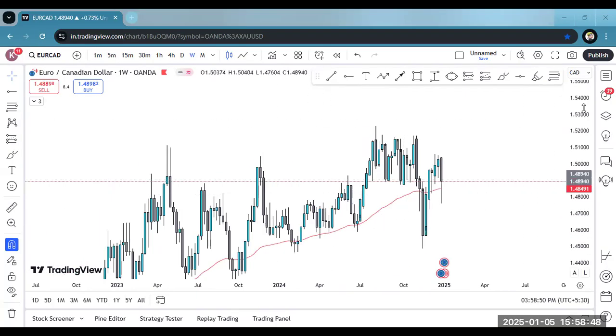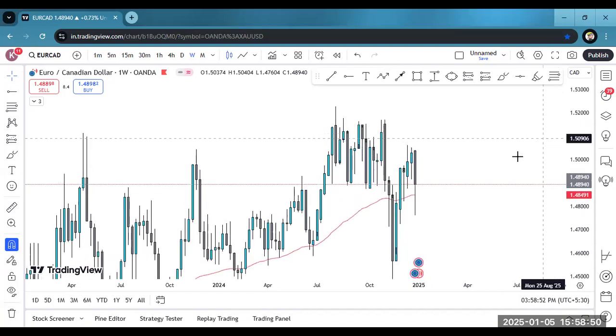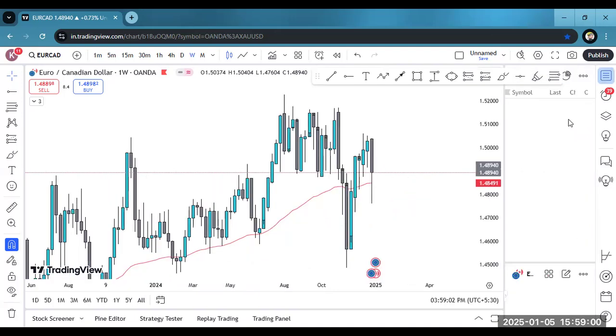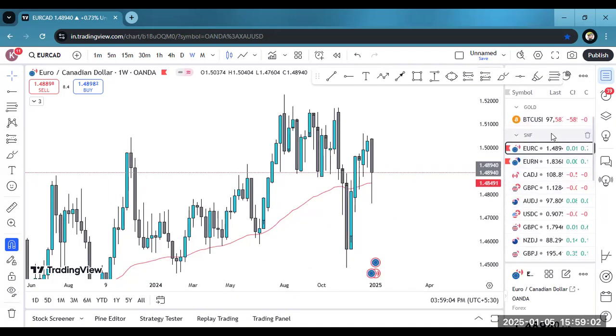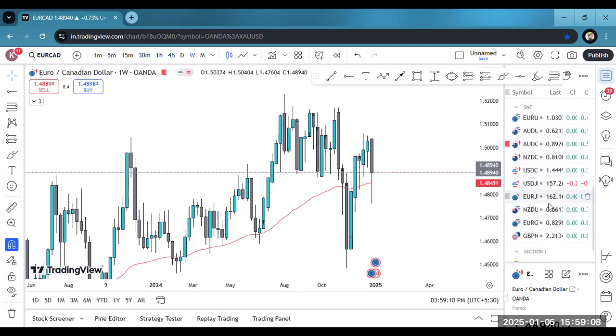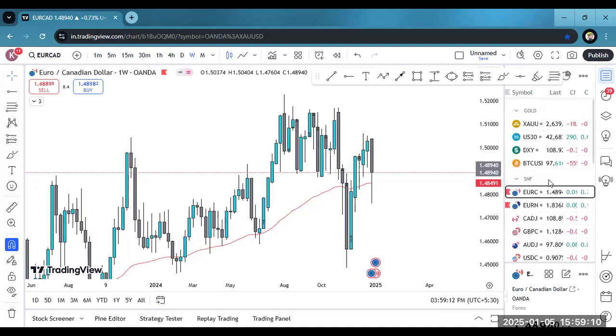Okay, so today we are going to see how to analyze the market on the weekends, whatever pair you want to watch for the upcoming week. Let me first show you. These are all the pairs that I will be breaking down.